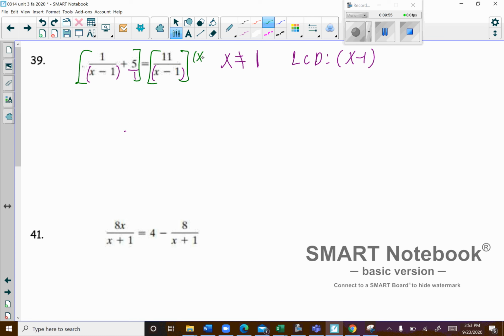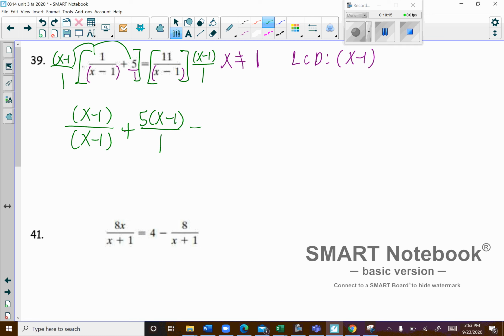So x minus 1, x minus 1. And so it has to get multiplied to both of these on the left side. So let's see, I'm going to end up with an x minus 1 over an x minus 1. That's interesting. And then let's see, plus 5 times x minus 1 all over 1. And then equals 11 times x minus 1 over x minus 1.